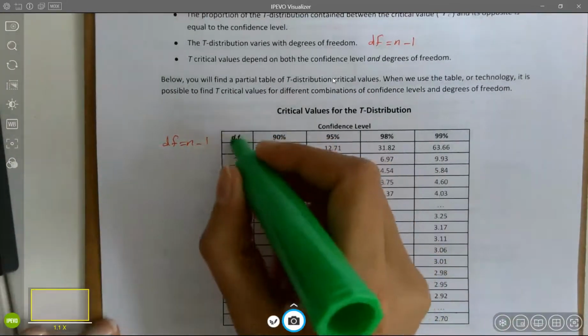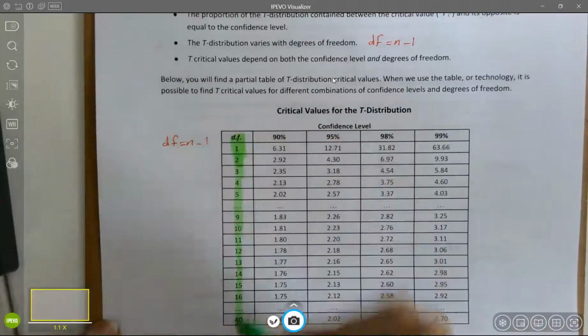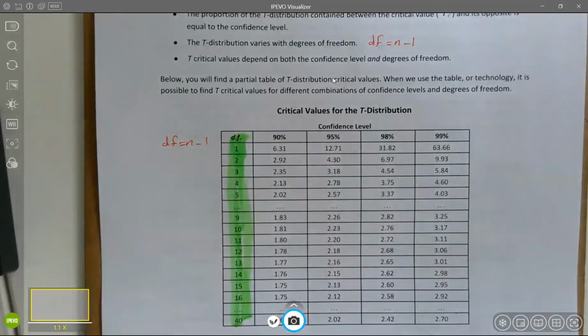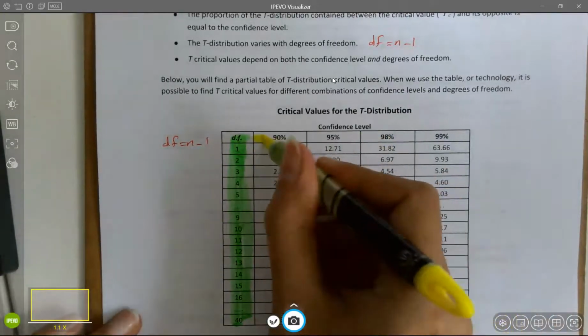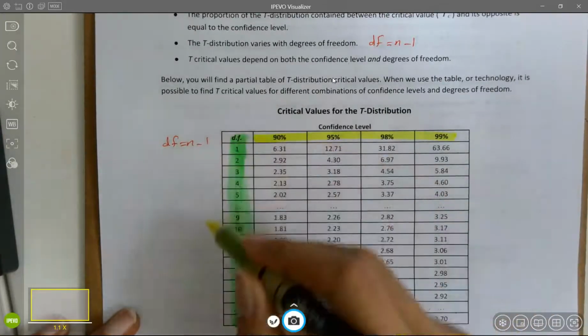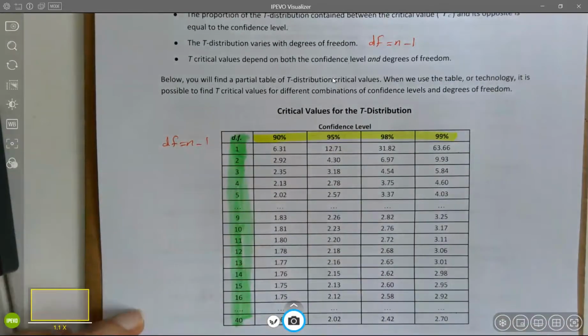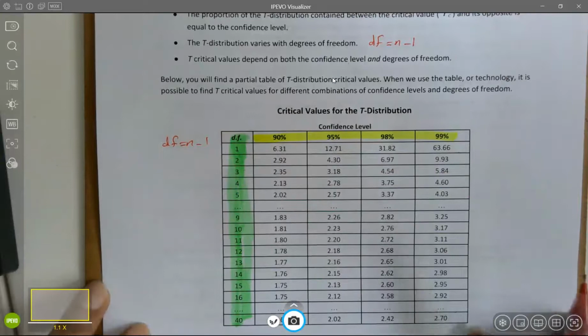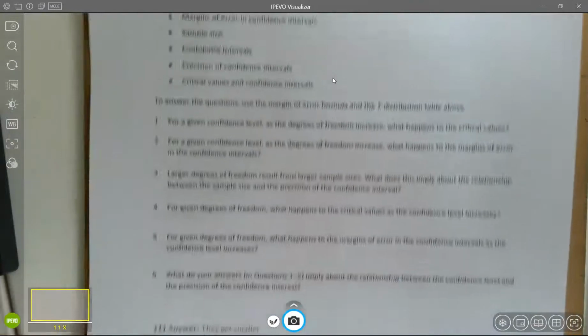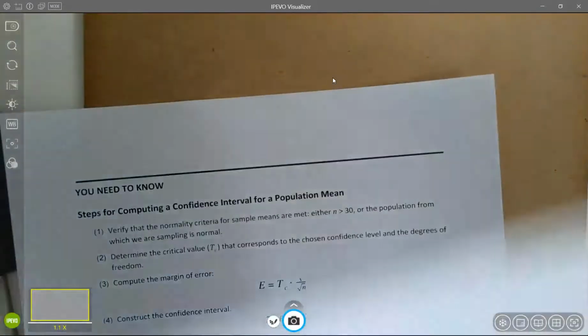So the first column is the degrees of freedom, and the first row is the confidence level. The intersection between the first row and the first column is our critical value. Let us go over one example together.